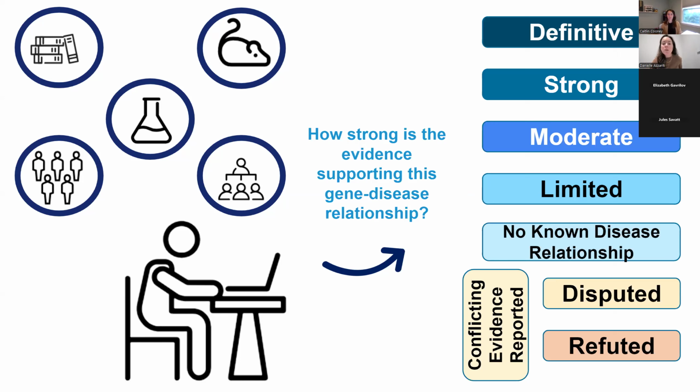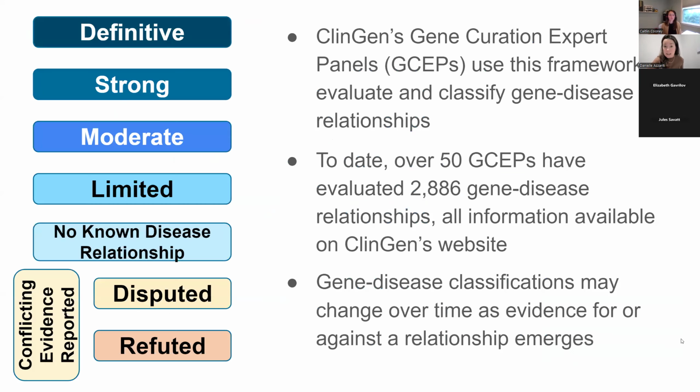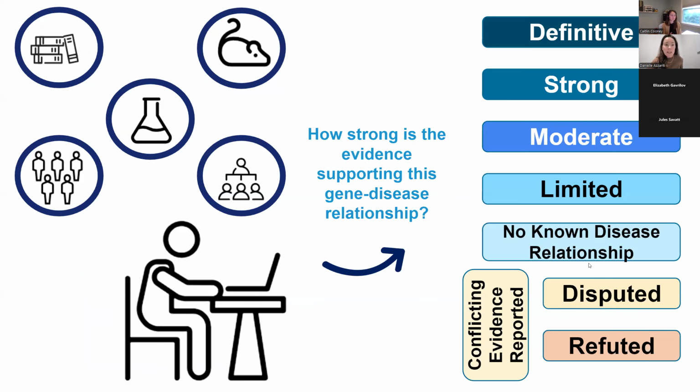A variance in genes with a moderate gene-disease relationship should not be classified higher than likely pathogenic per professional standards for the same reasons about the limitations of the evidence for that gene-disease relationship. Laboratories may use this type of gene curation data, gene disease validity relationship data, to inform what genes they put on a genetic test panel or what genes they evaluate on an exome or genome sequencing test. And clinicians may use this type of information when interpreting test results for their patients.